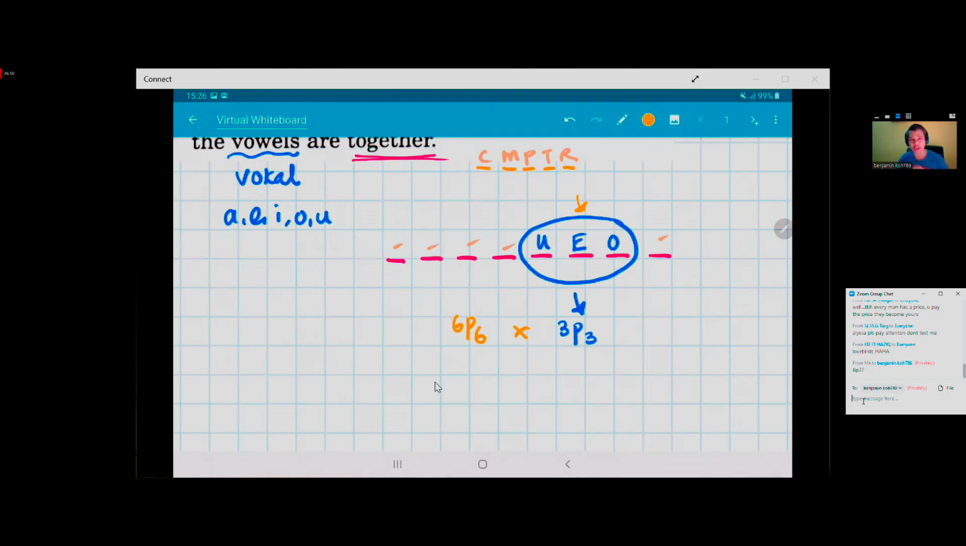Then you multiply. Okay. So, 6P6 times 3P3. So, what do you get here? The number here is not that big, but it's not that small either. You will get 4,320.